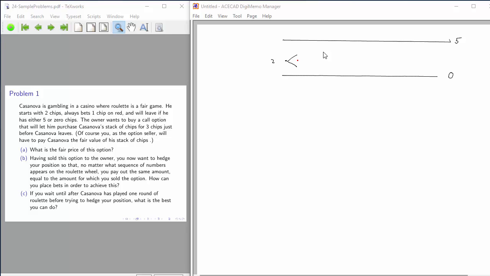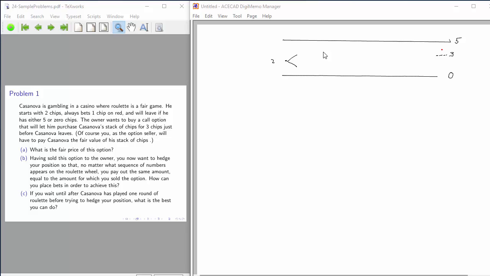And the casino owner is a little worried about this, so he wants to buy a call option. The deal with the call option is it has a strike price of 3 chips. It will give him the right to buy Casanova's stack of chips for 3 chips just before Casanova cashes in and exits the casino. Of course, this option will only be worth executing if Casanova is a winner and is about to cash in a stack of 5 chips. So we want to figure out the fair price of this option.